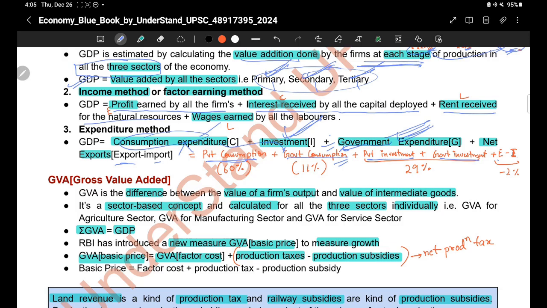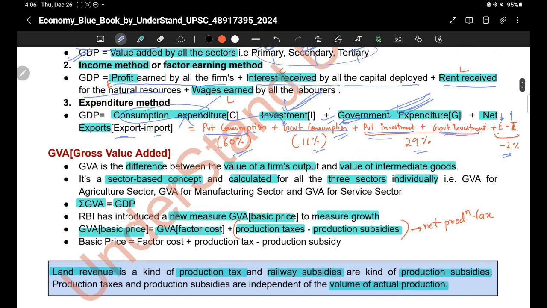So in the Indian economy, most of the GDP is contributed by private consumption, meaning household consumption is contributing more to GDP. Then comes all this private investment and government investment, that is 29%. And then government consumption is 11%, that is the least. Then import minus export is minus 2%. That means this value is negative here. That means we are importing more and exporting less, which is a bad thing, right? That's why it's minus 2%.